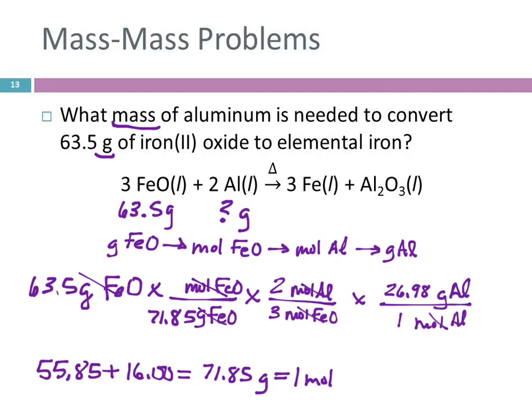Now I start from the left like I'm reading, and I go straight across, multiply by the top, divide by the bottom. 63.5, you multiply by 1 if you want to, divide by 71.85, times 2, divided by 3, times 26.98, equals. This is my final answer, and so I'm going to round to the correct number of significant figures. How many sig figs should I have?